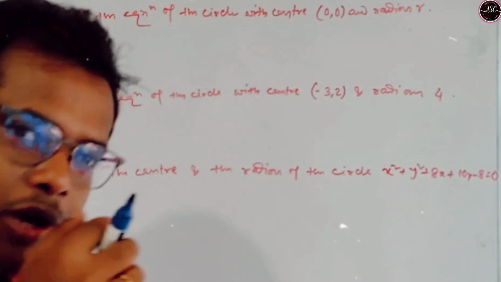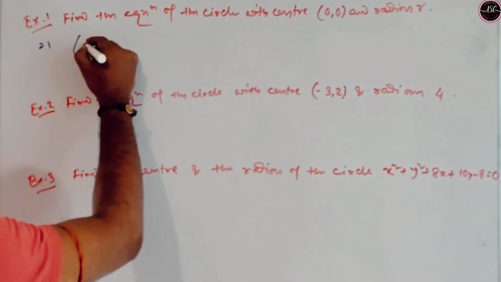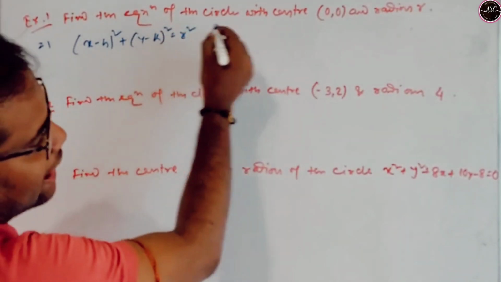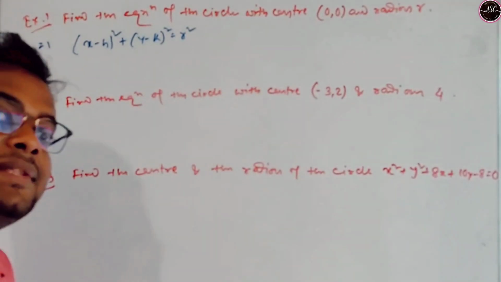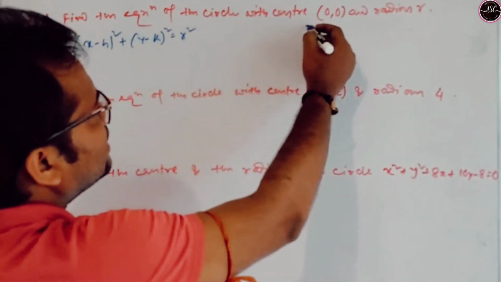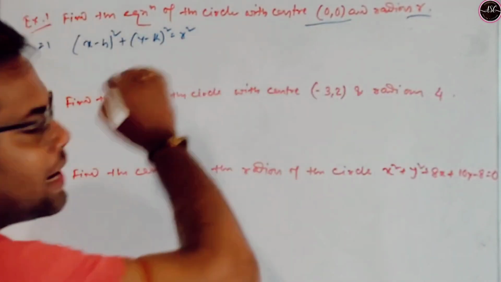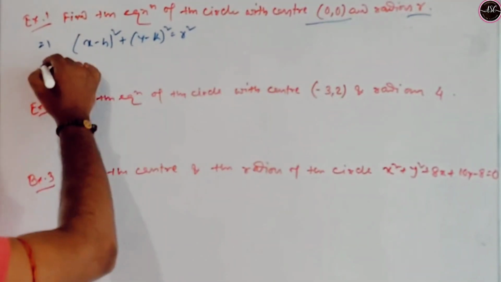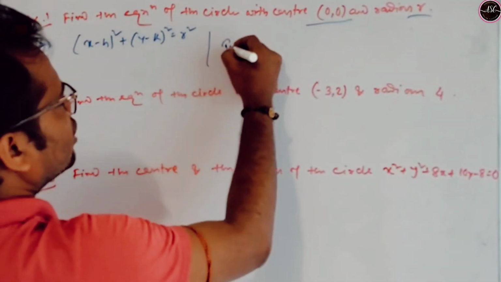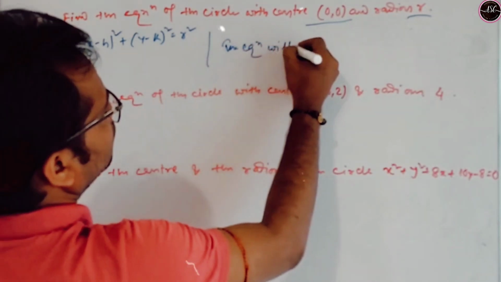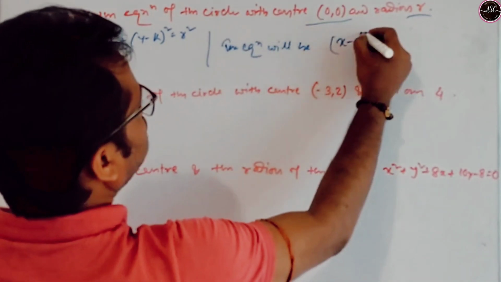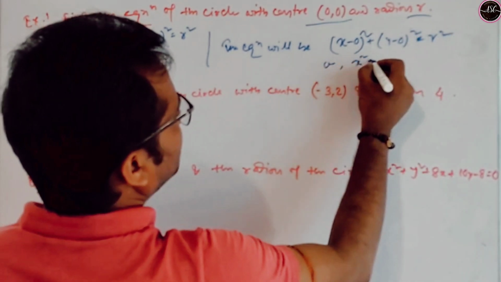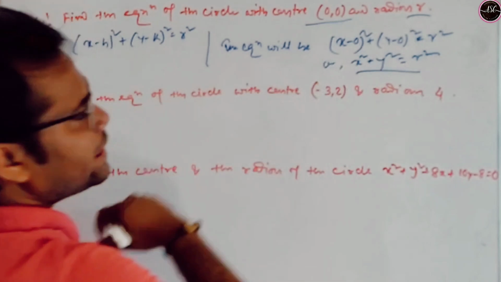Here center is the origin, so the general form of circle is x minus h whole square plus y minus k whole square equal to r square, where r is the radius and h, k is the center. So here center is given 0, 0 and radius is r, so r cannot be changed, and here in the place of h and k we put 0, 0. So the equation will be x minus 0 whole square plus y minus 0 whole square equal to r square. So or x square plus y square equal to r square, okay, very easy, okay.